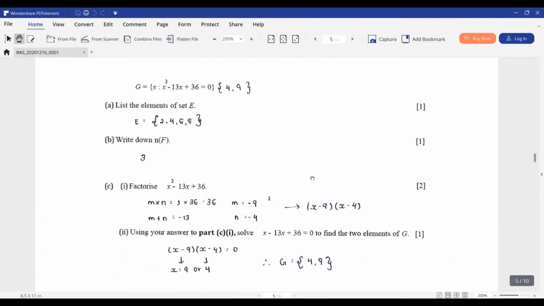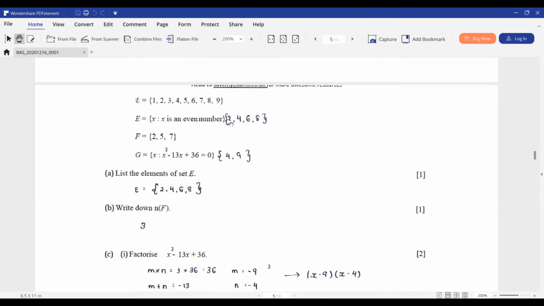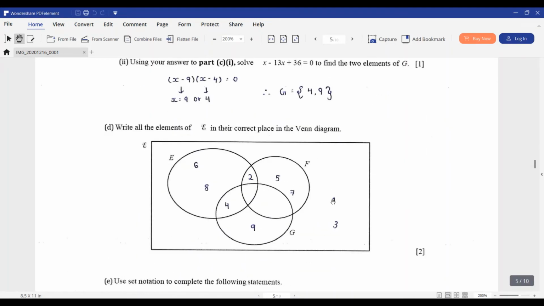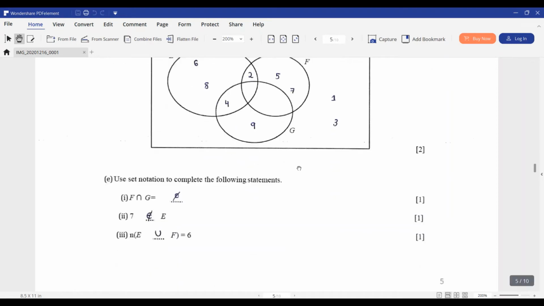Now let's go back and recheck what numbers haven't been used. So 2, 4, 6, 7, 8 and 9 have been used. 1 and 3 haven't been used. Basically, 2, 4 up until 9 have been used. The only things that are not being used are 1 and 3. So we're going to place 1 and 3 inside the rectangular box and not in any of these circles to denote that they're not part of any set and they're part of the universal set and do not belong in any of these circles.